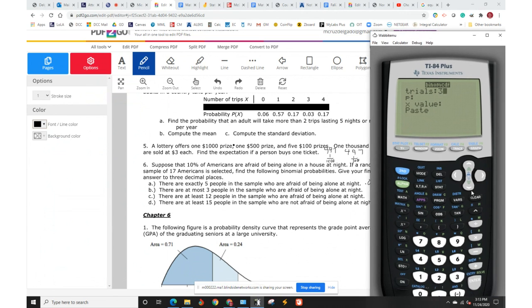Whoops, I messed up. It's still 17, I'm sorry. Down here it's 0.1. And then this one is 3, because at most 3 means 0, 1, 2, and 3. And that's going to take care of everything for you right there. 0.9174.